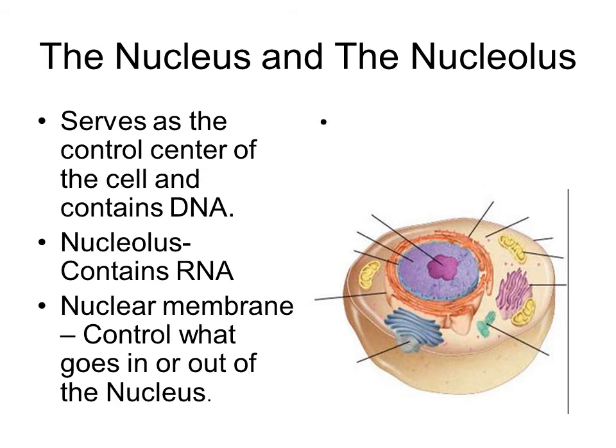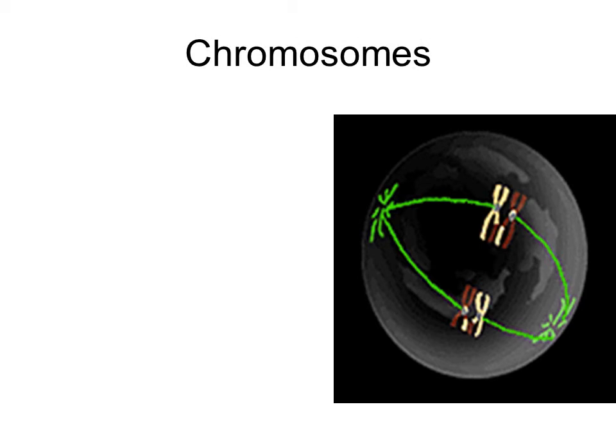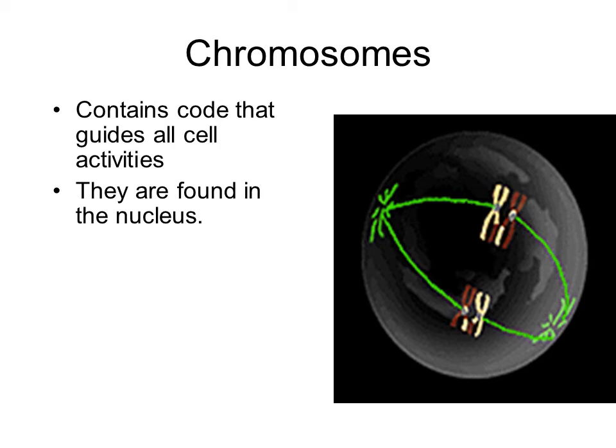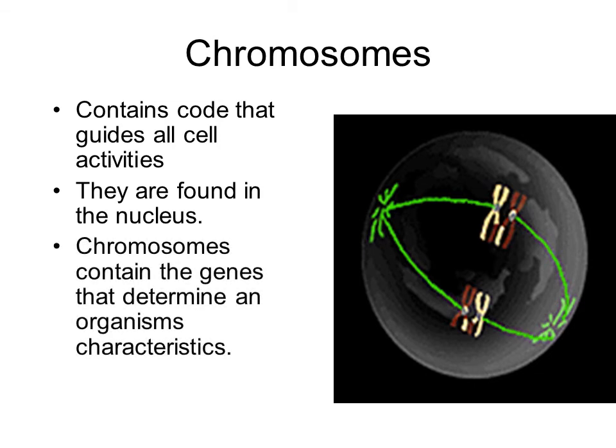Inside the nucleus, you have the chromosomes. Chromosomes are made up of DNA. So when I said that there is DNA inside the nucleus, DNA is in the form of chromosomes, and they contain the code that guides all cell activities. They're found inside the nucleus, and chromosomes contain the genes that determine an organism's characteristics. So chromosomes are made of DNA, and we know that DNA controls or determines what an organism is like. So that is the importance of a chromosome.